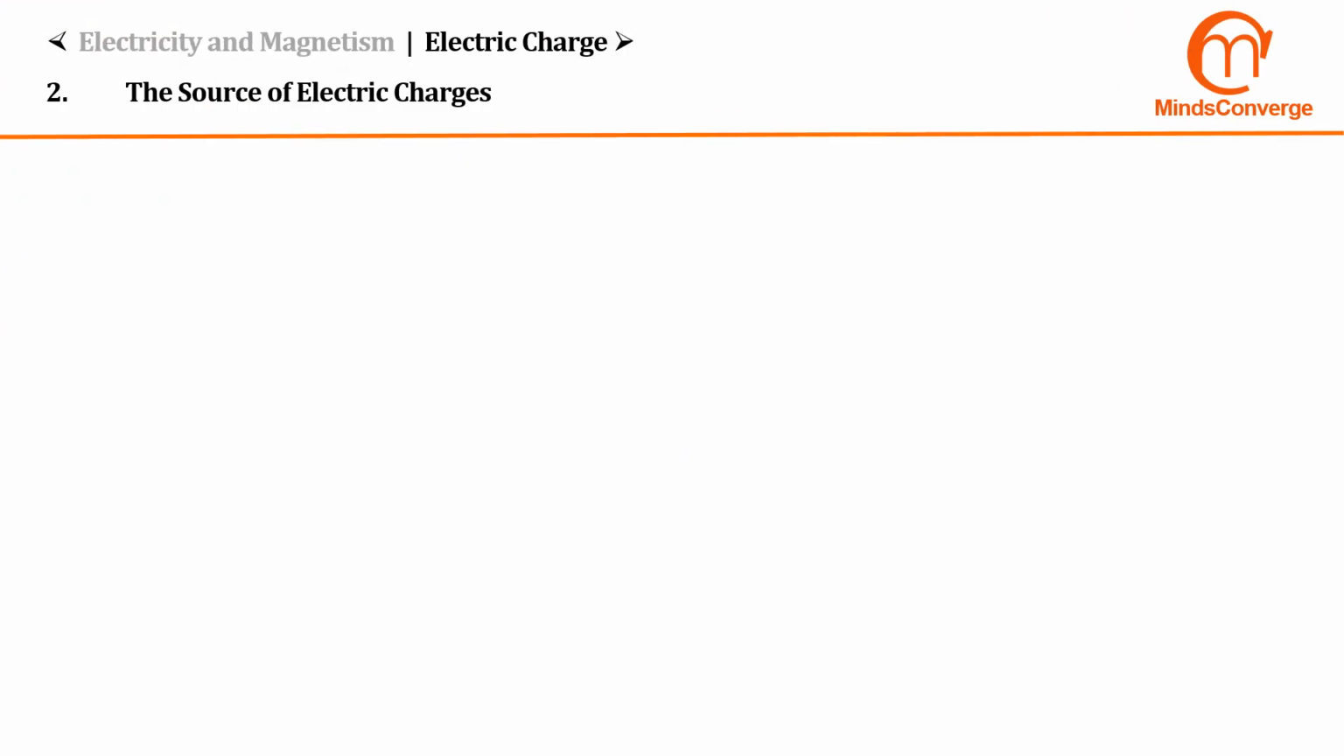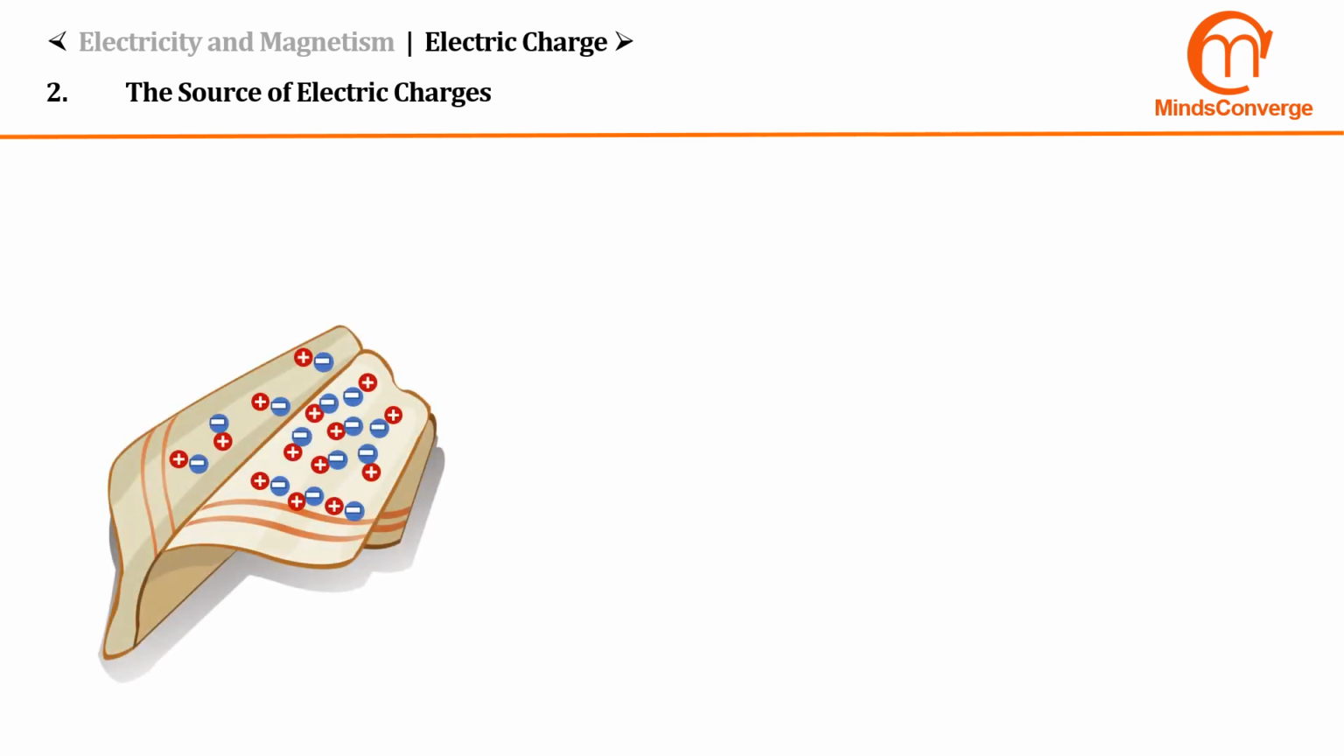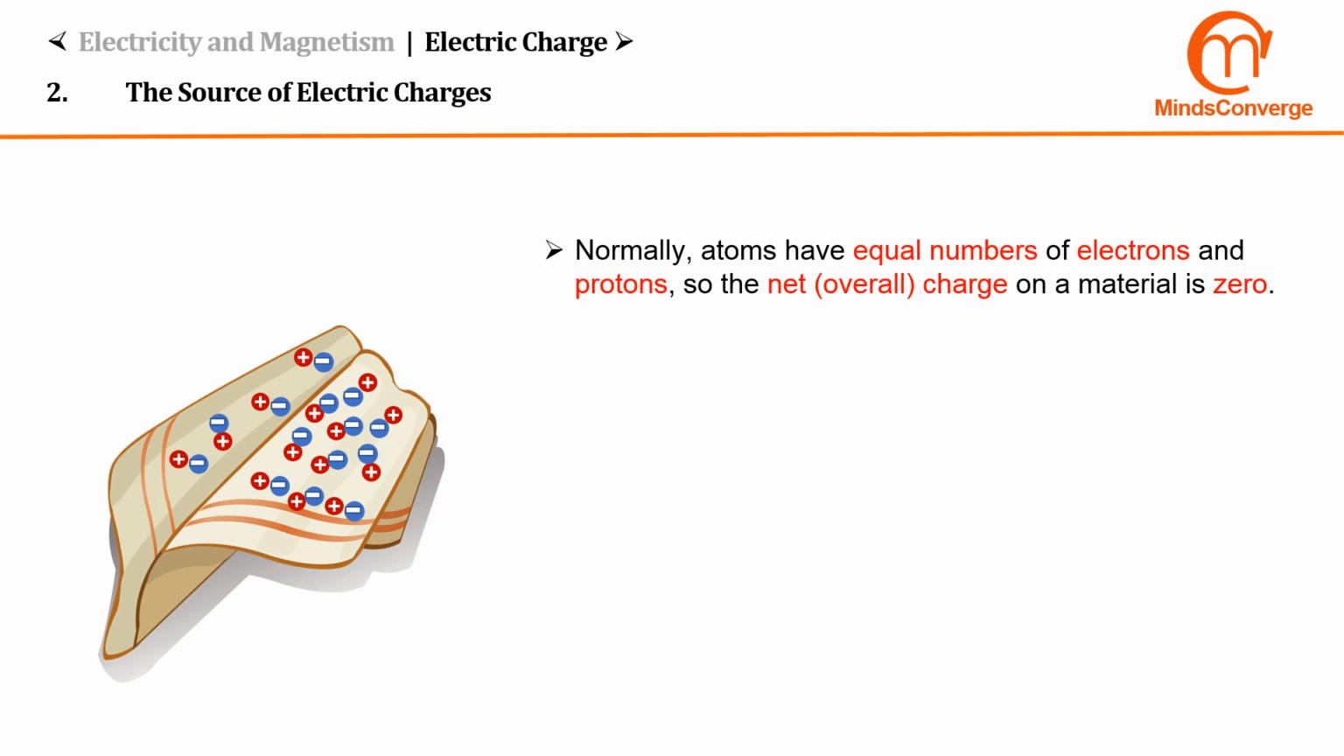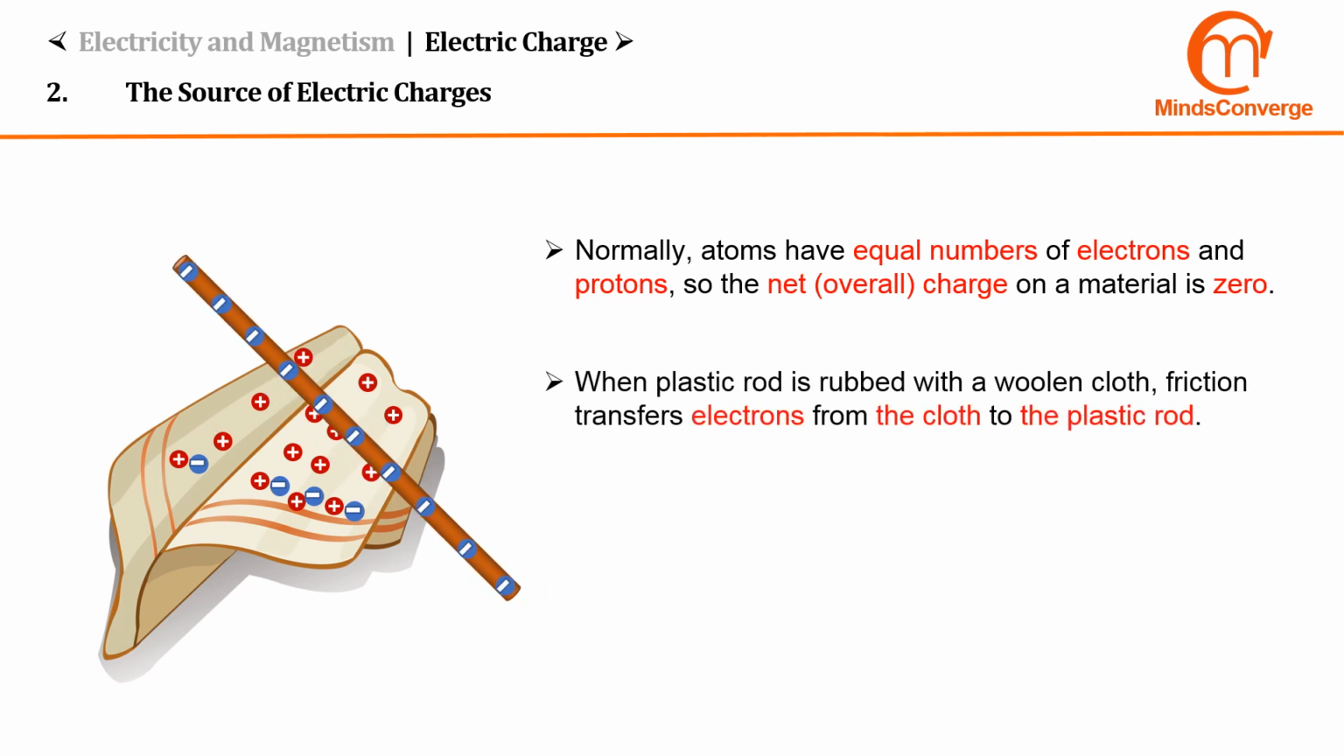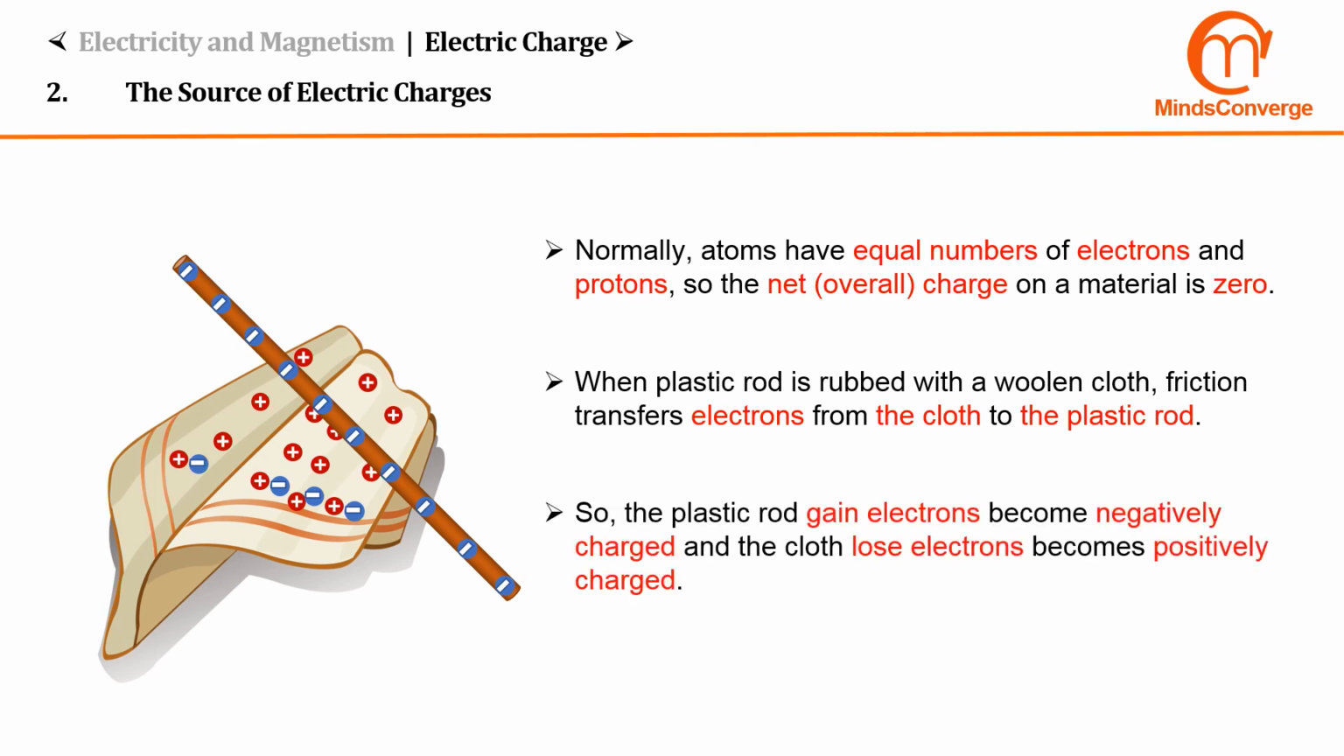Normally, an atom has equal numbers of electrons and protons, so the net charge on the material is zero. However, when two materials are rubbed together, electrons may be transferred from one to the other. For example, when a plastic rod is rubbed with a woolen cloth, friction transfers electrons from the cloth to the plastic rod. So, the plastic rod gains electrons, becomes negatively charged, and the cloth loses electrons, becomes positively charged.